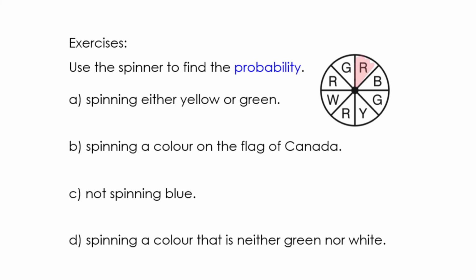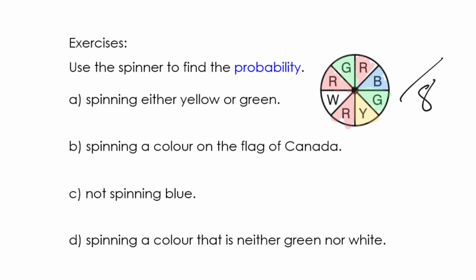And finally, our last page, once again, let's get the colors going here. I know it's the exact same spinner, but it's nice to see the colors for some of us. I like seeing the colors too. Oh, I missed a green. And you would think I wouldn't miss it after doing it 3 times, but it happens. So here we go. Use the spinner to find the probability.